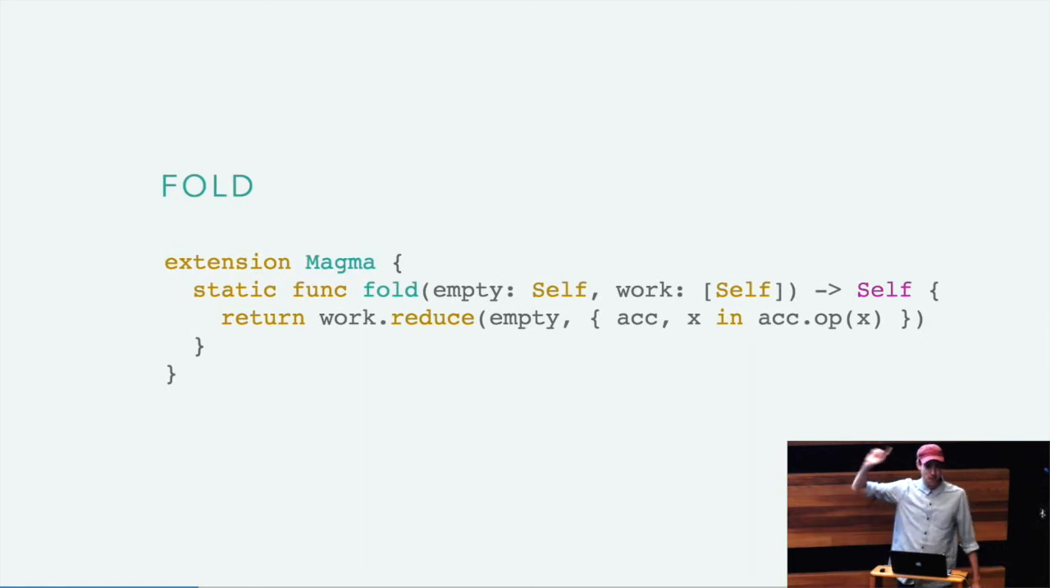We can define a fold that works on every single magma in the universe, okay? So what this fold does is it takes an empty, something to do if you misbehave and don't pass anything else, and then a lot of stuff, like our 40 billion integers that we want to sum, and then it just invokes reduce on that piece of work with a base case of empty and a combination function of just calling that operation. Okay? So this is it. We can fold things now, right?